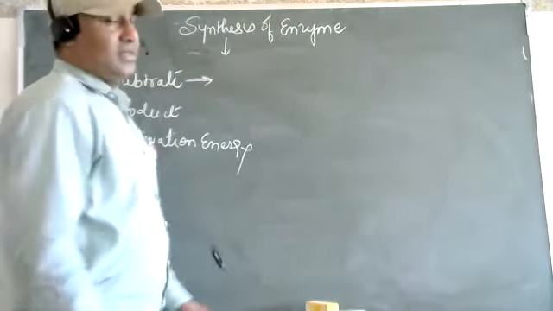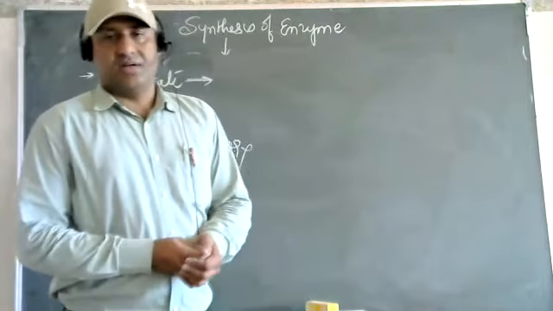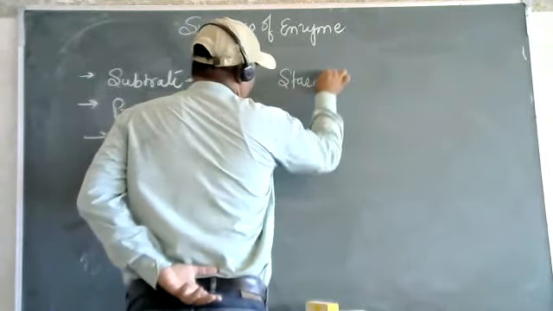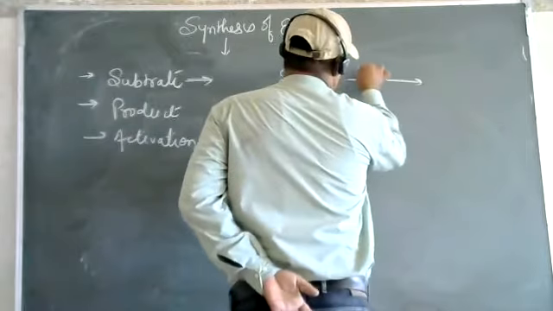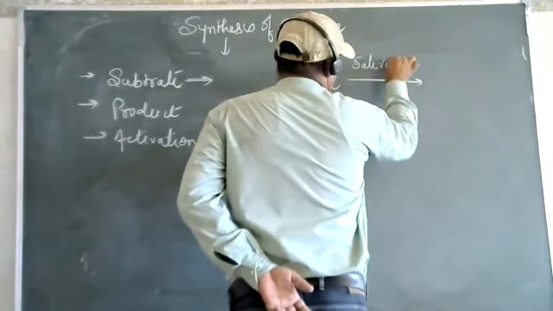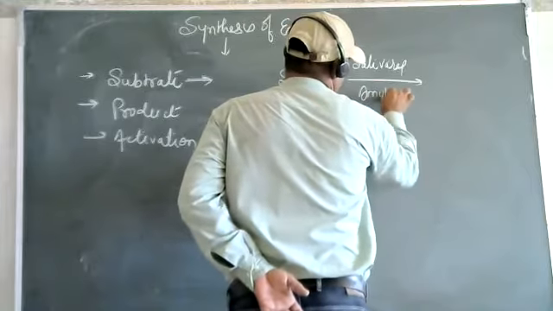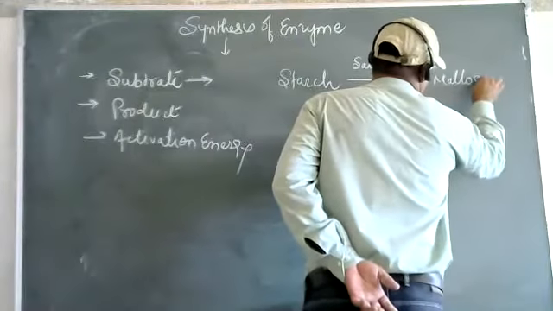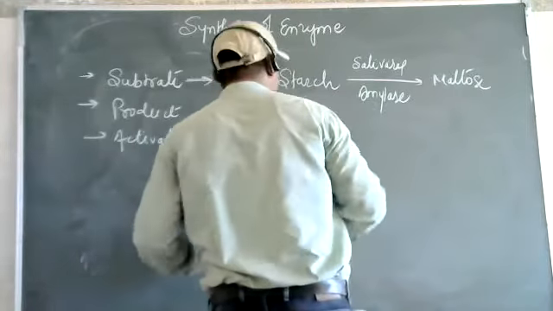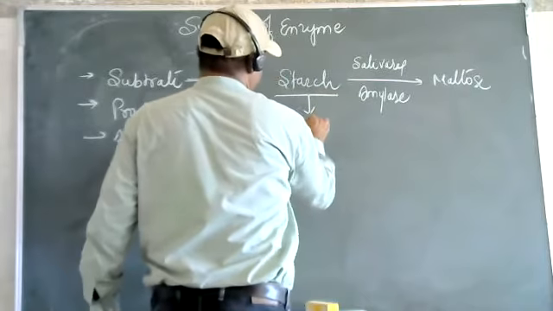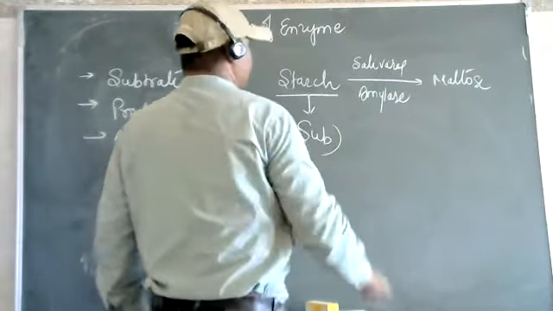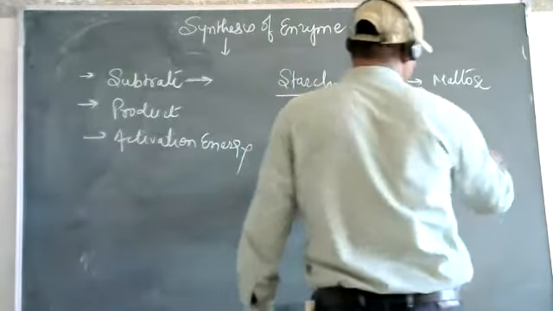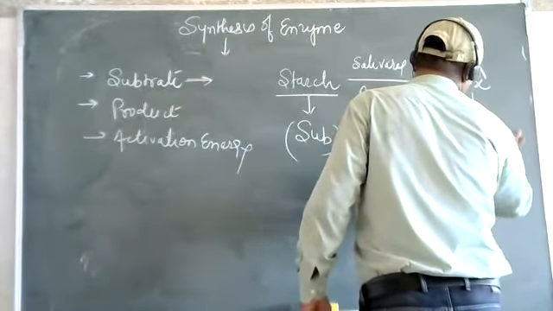Substrate is the chemical on which the enzyme works. In short, we can take an example: starch, on which salivary amylase acts and converts it into maltose. So starch is called the substrate, salivary amylase is called the enzyme, and maltose is called the product.